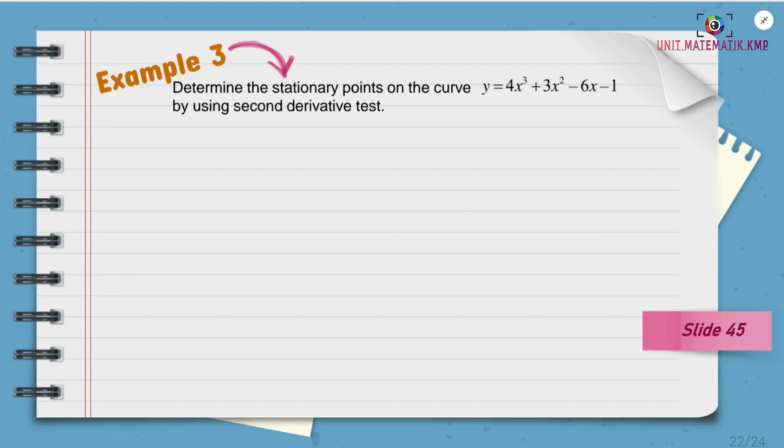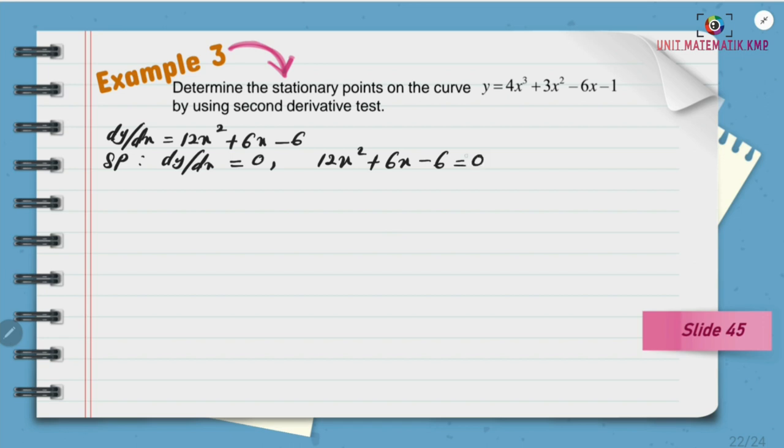For example 3, determine the stationary points on the curve given y equal to 4x cubed plus 3x squared minus 6x minus 1 by using the second derivative test. First, find dy/dx. We have 12x squared plus 6x minus 6. To find the stationary points, dy/dx must be equal to 0. So, we have 12x squared plus 6x minus 6 is equal to 0.